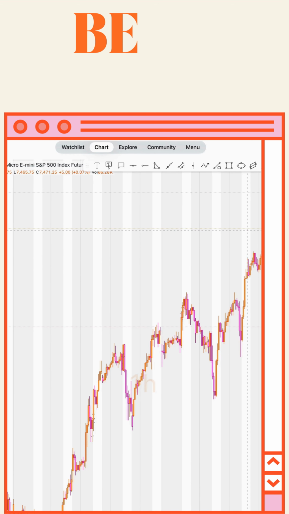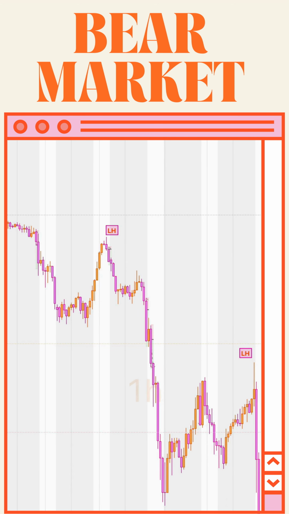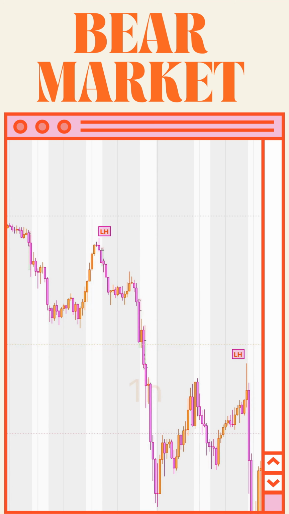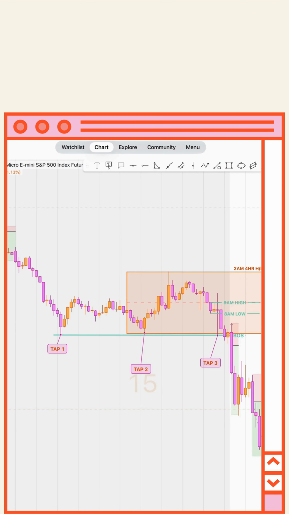Next, we have a bearish market. Just like a bullish market, it's defined over a certain time period of days when you notice that the market is making lower highs and lower lows. Alrighty, so the next term that we're going to get into is called break of structure.